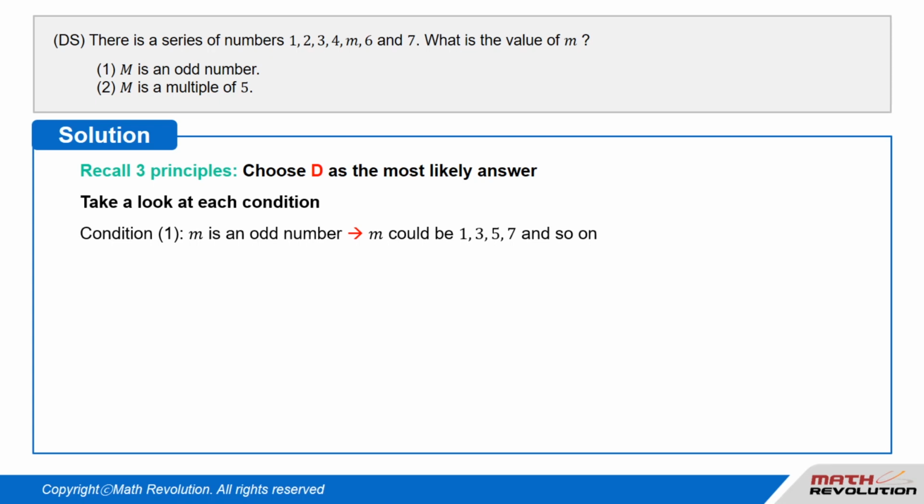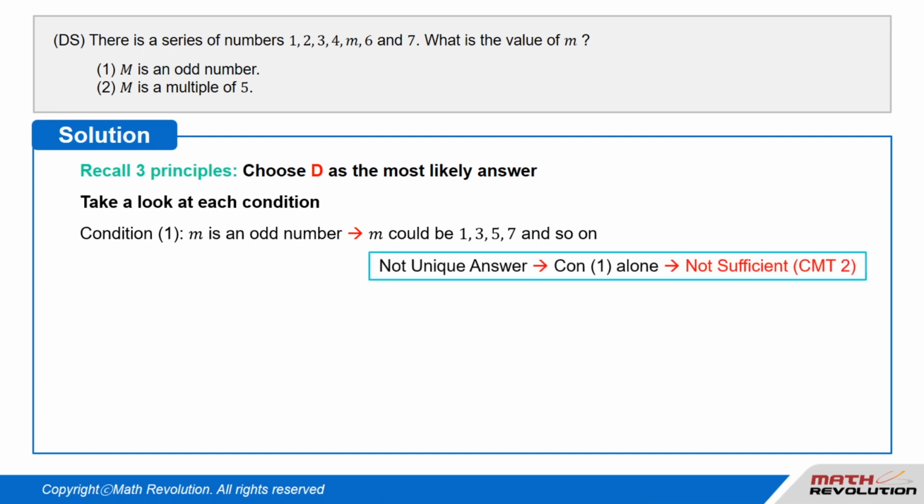Condition 1 tells us that m is an odd number, but there are various possibilities as m could be 1, 3, 5, 7, and so on. Therefore, the value of m is not unique and the condition is not sufficient by CMT2, which means that the number of answers must be 1.